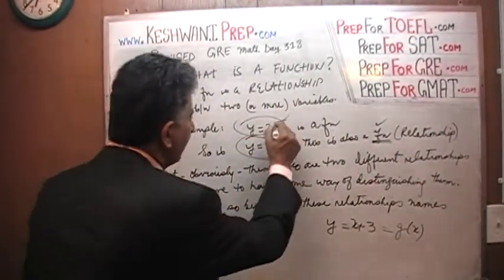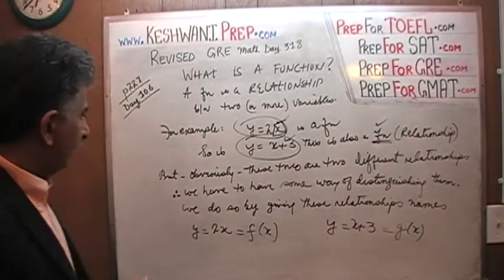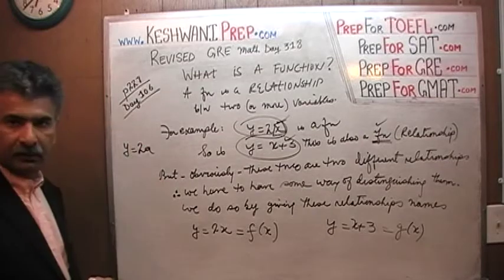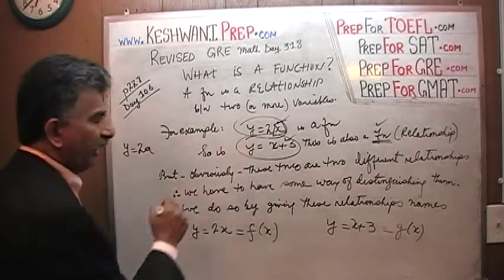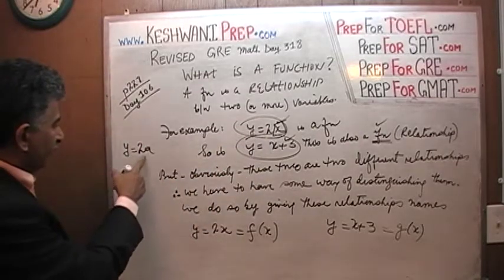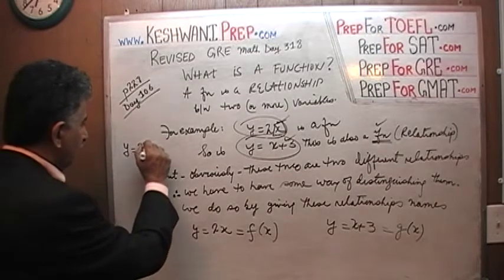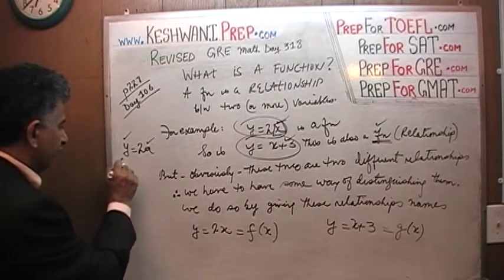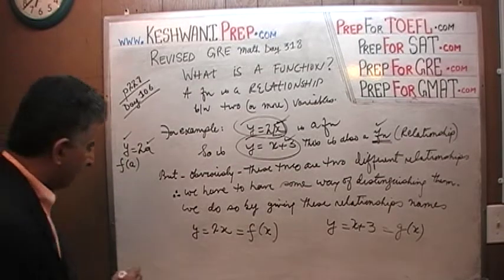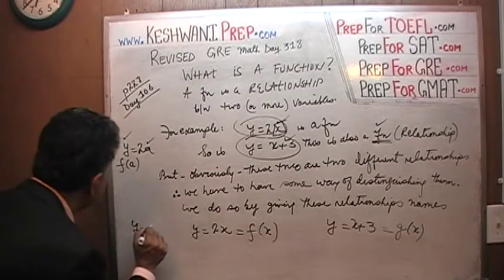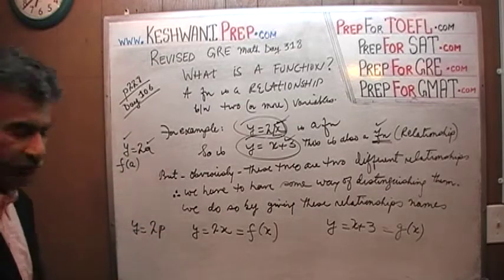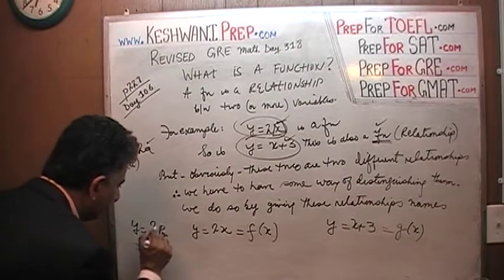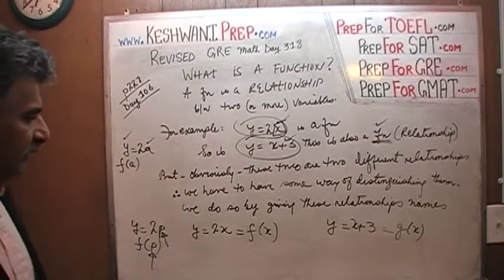X tells you what the variable is here. Instead of y equals 2x, had we written y equals 2a, the relationship would have been between variable a and y. In that case, we would have said f of a. Had this been a relationship between y and some letter p, 2p, we could have said f of p. P tells you what this variable is. We have a name for it. We'll come to that in a second.